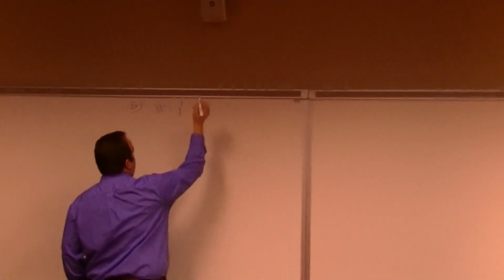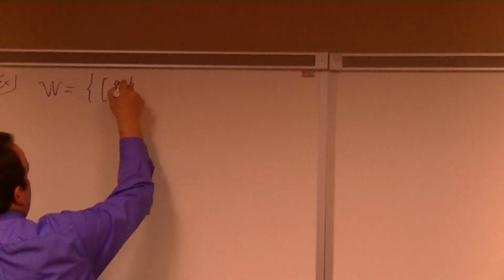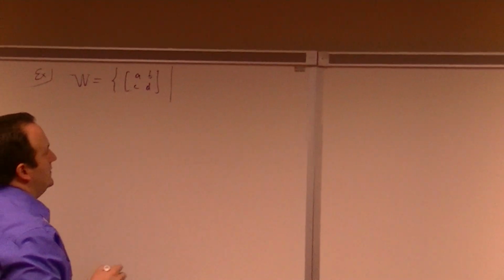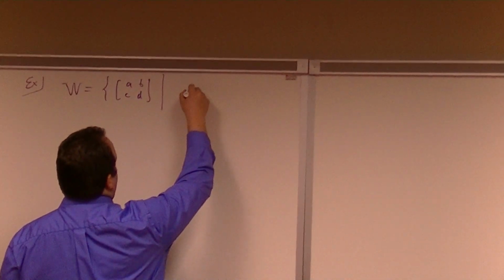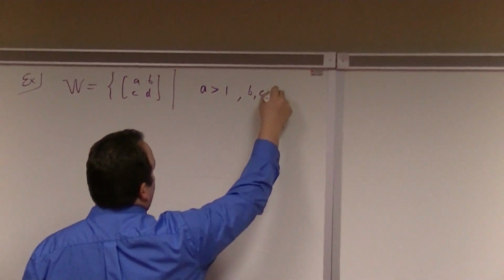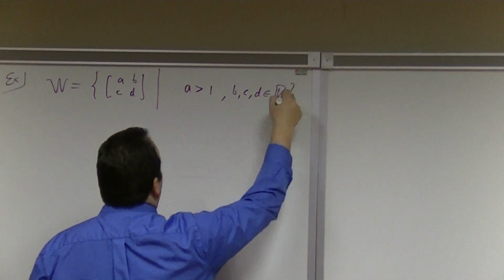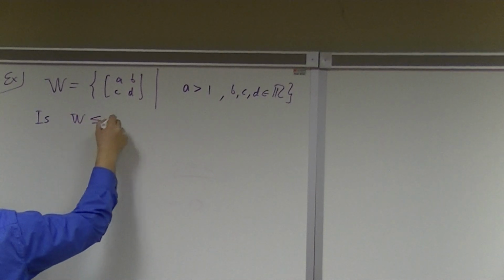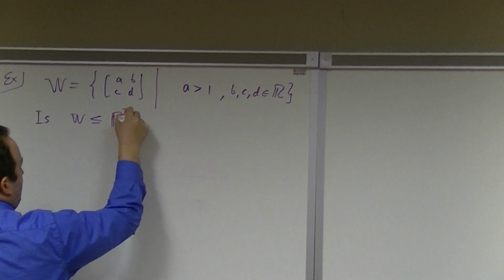So, for example, Christian, suppose I told you that W is, let's say, 2 by 2 matrices A, B, C, D, such that some condition. I'll just say A is greater than 1. B, C, D free. And so here's the question: is W a subspace of R 2 by 2?